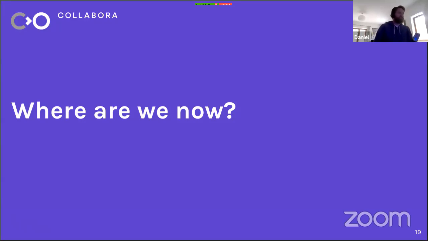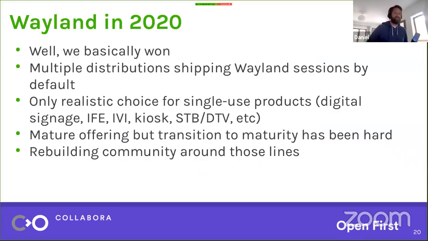So as a recap of where we've got to, I mean, yeah, we sort of essentially won as a windowing system. You know, Wayland is now taken as the standard for desktops. It's still not fully displaced X11, but it's getting there. But in particular for embedded products, it's the only realistic choice.